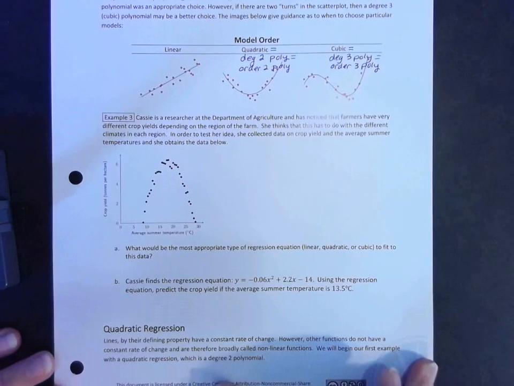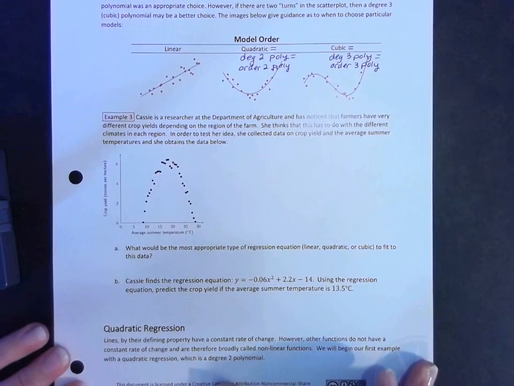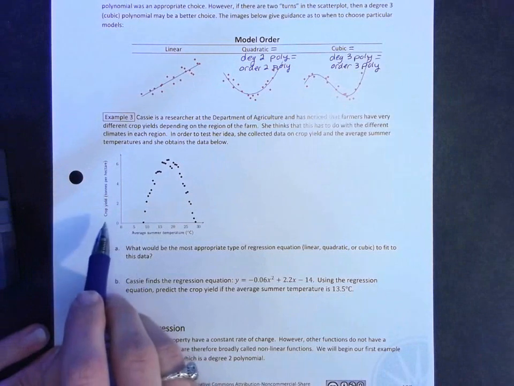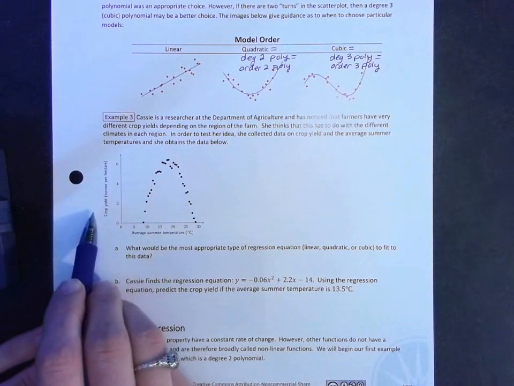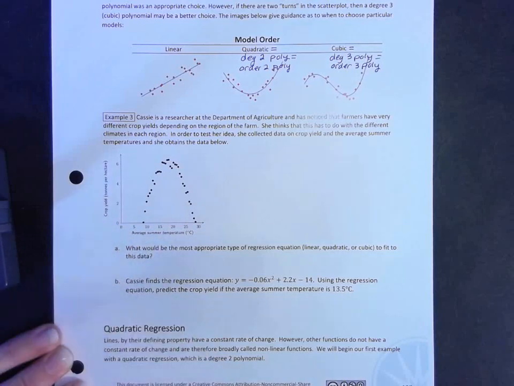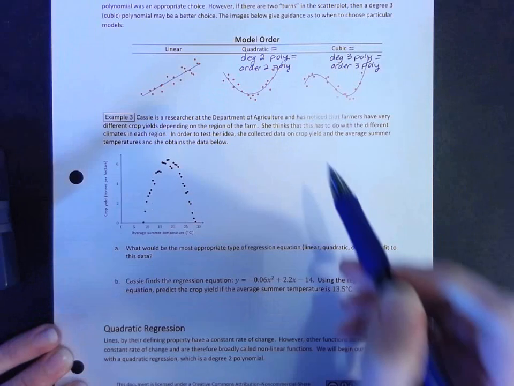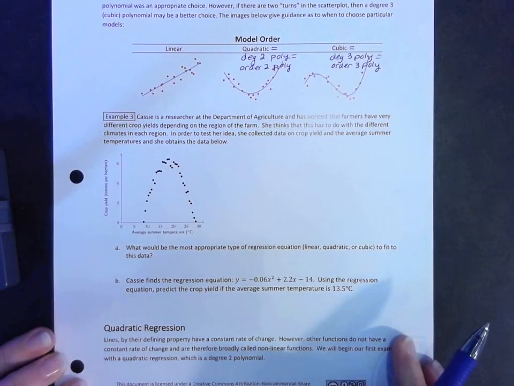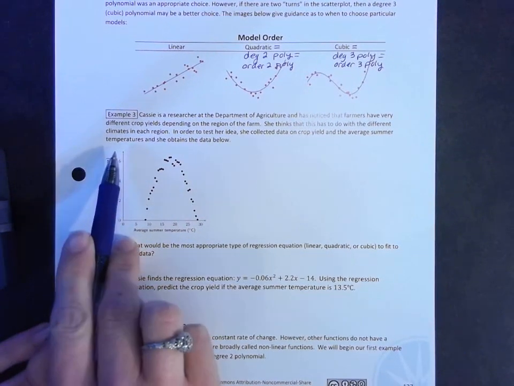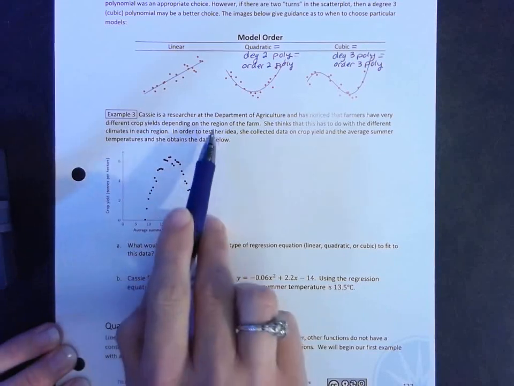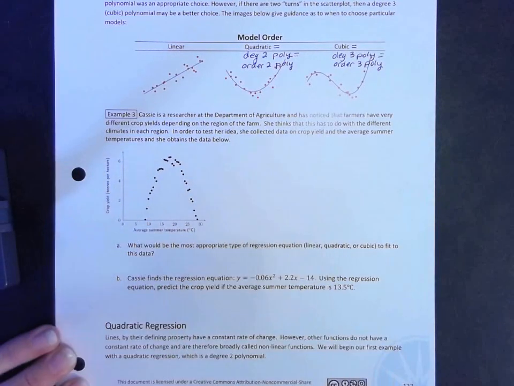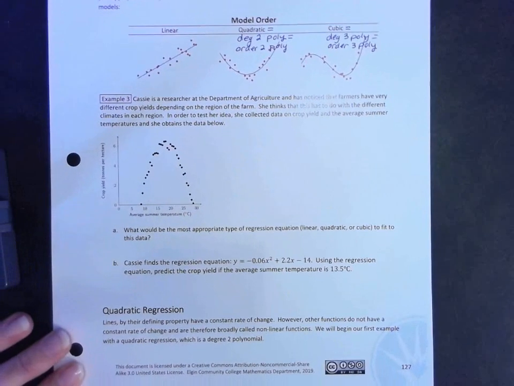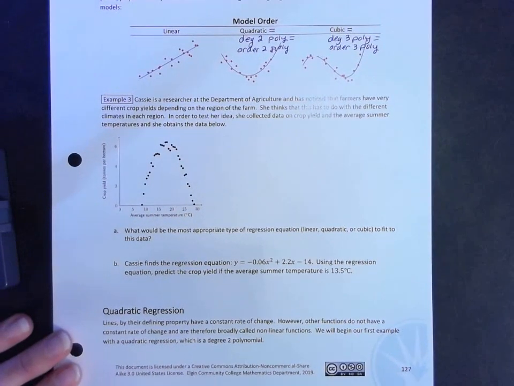So suppose we have this data set right here. It is crop yield, the dependent variable, depending on the average summer temperature. And suppose that Cassie is a researcher with the Department of Agriculture, and she noticed that different crop yields depend on the region of the farm, and she thinks that the region has to do with the summer temperature, the climate. So this is the data she's collected.